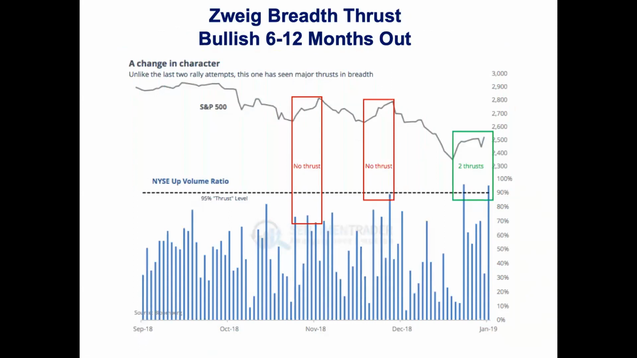Marty Zweig, an old friend of mine, discovered a pattern over 30 years ago, published a story in Barron's that said if you have 2 days of up volume thrust within a 10 trading day period, and that's what we had in January, where 95% of the volume is in the up stocks. If you're familiar with the tick index and the ARMS index, this is the ARMS index basically. That's very bullish 6 to 12 months out.